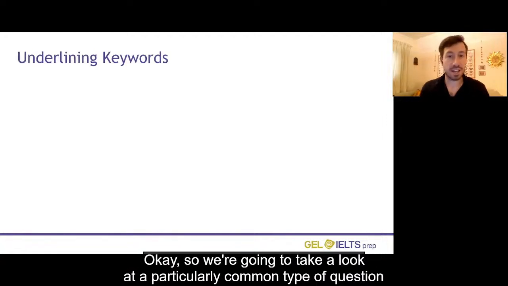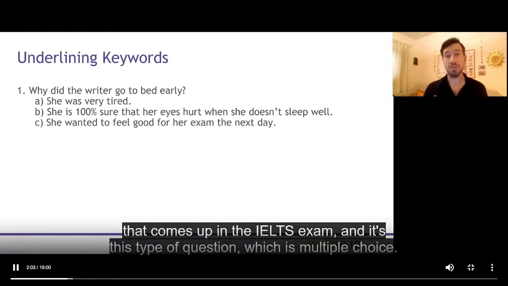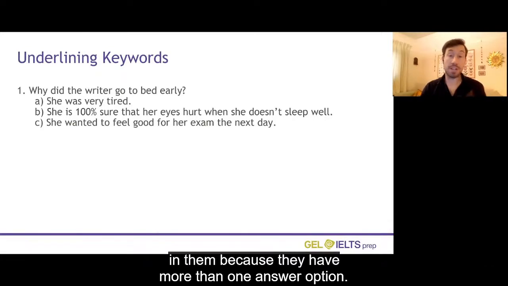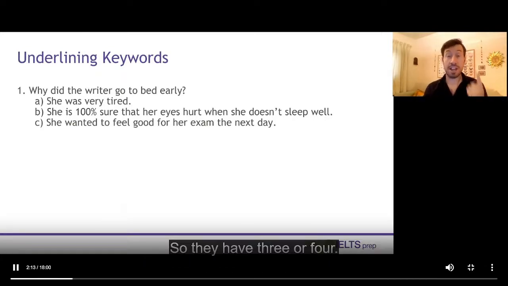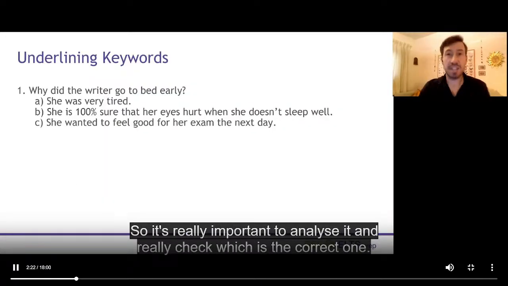Okay, so we're going to take a look at a particularly common type of question that comes up in the IELTS exam, and it's this type of question, which is multiple choice. Now, multiple choice questions are quite tricky because they often have distractors in them. Because they have more than one answer option, so they have 3 or 4. In that situation, that means that one answer is correct and the others are all going to be distractors. So it's really important to analyze it and really check which is the correct one.